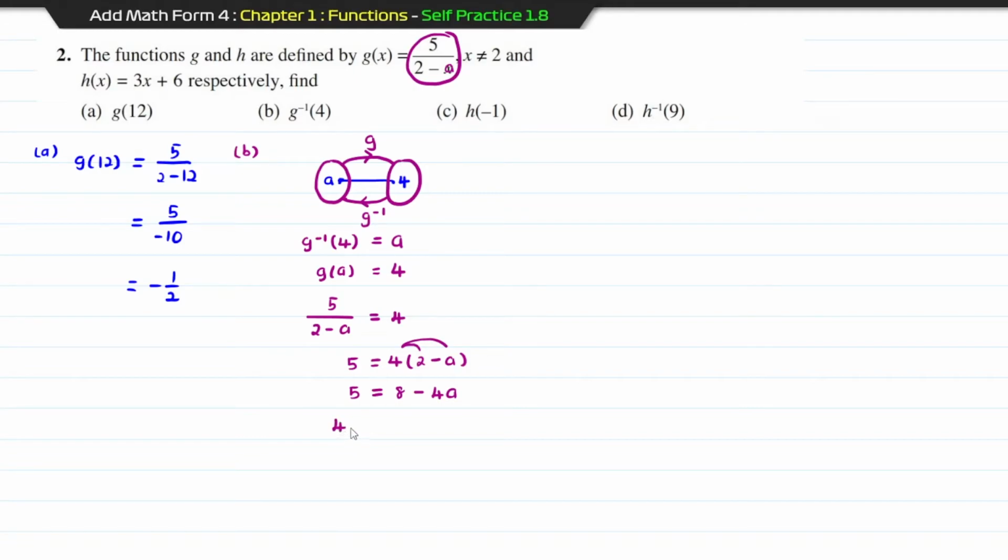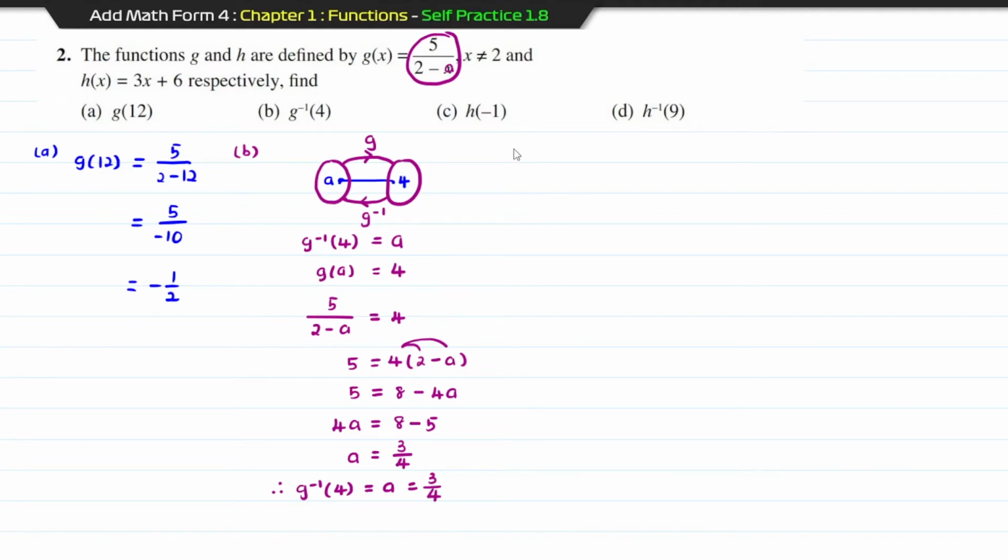So I will have 4a equal to 8 minus 5. This part will give you the answer of 3. Then to find a, I'm going to move the number 4 to the other side. Finally you have 3 over 4. That is for a. And for the first part here, we already stated that the inverse of g with an input of 4 is equal to a, right? And from here we know the inverse of g of 4 is equal to 3 over 4. So that is for question B.